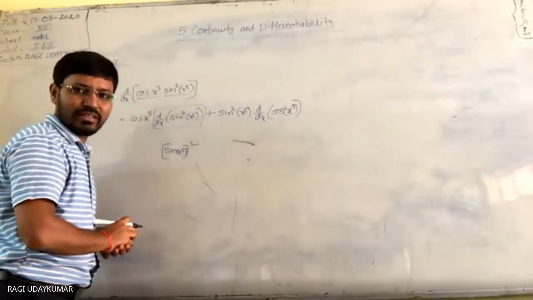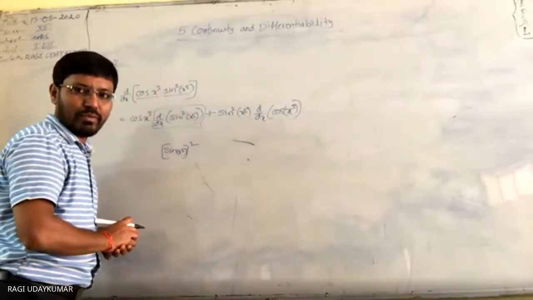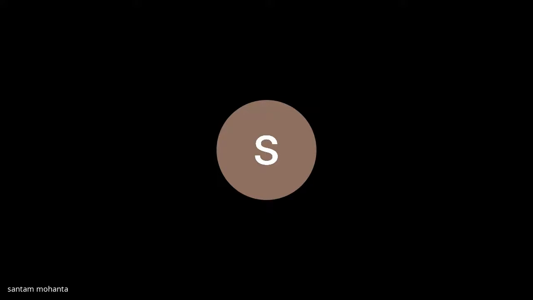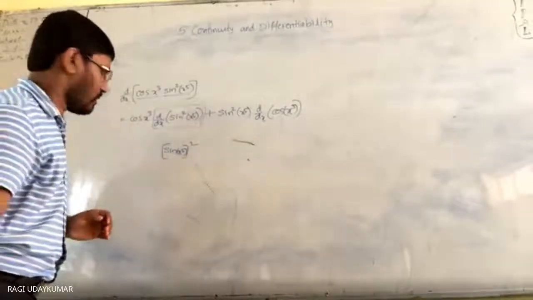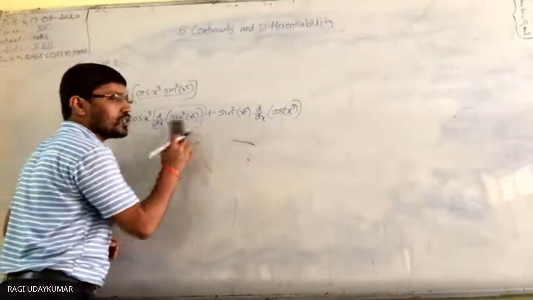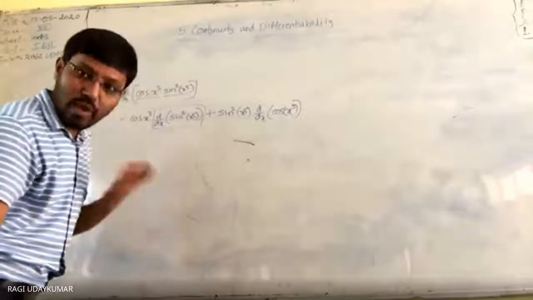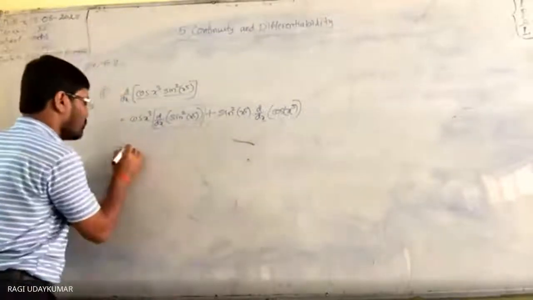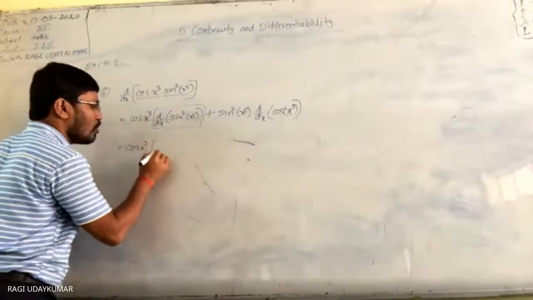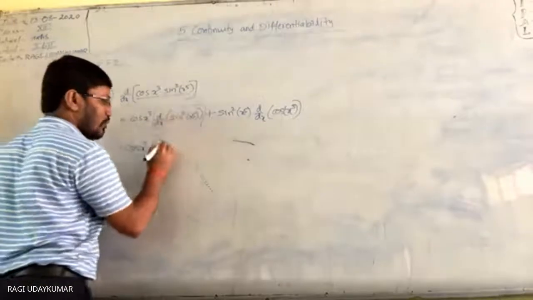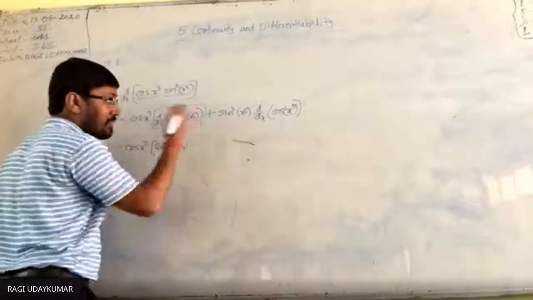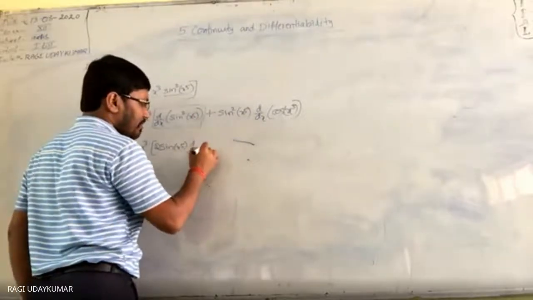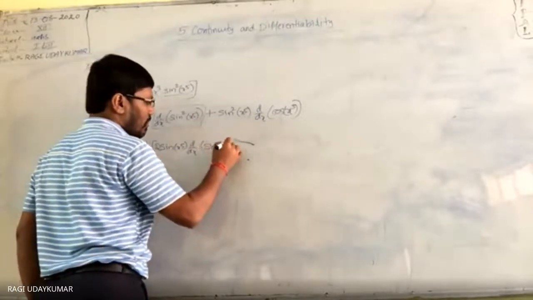Are you getting my point here? Yes, sir. Square x to the power of 5. Here also most of the students will make the mistake. So this is x, x square. The differentiation of x square is 2x. So then you need to write this as cos x cube into 2 into sin x to the power of 5, and the differentiation, d by dx of sin x to the power of 5.